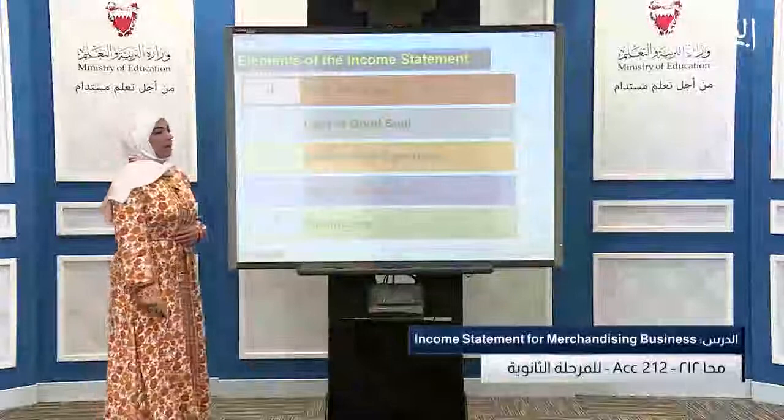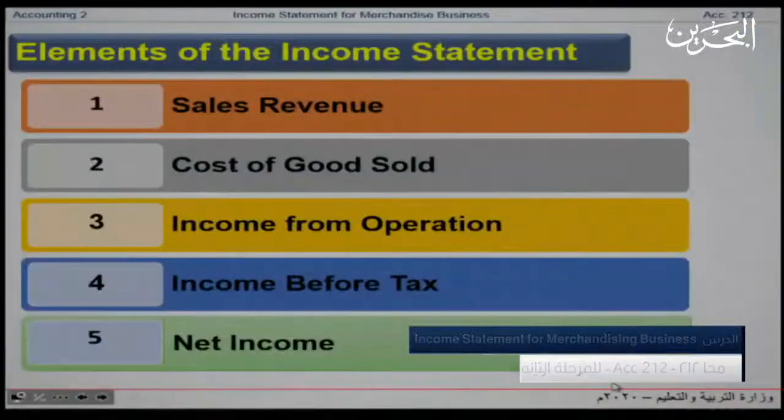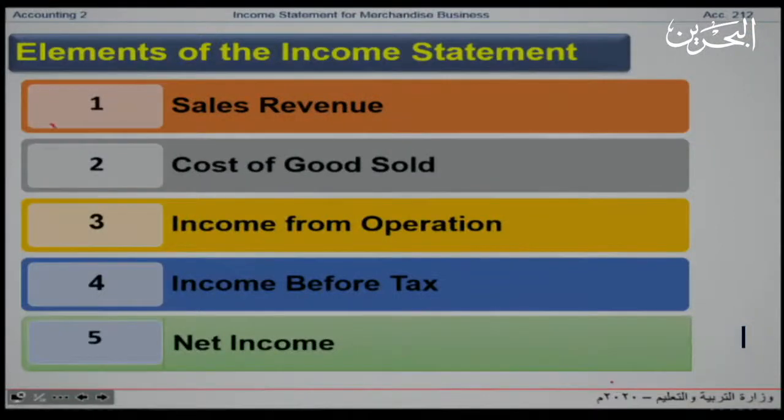Let us take a look at the elements of the income statement. It consists of 5 elements. The first one is the sales revenue. The second will be the cost of goods sold. The third will be the income from operation. And the fourth, income before tax. And finally, we'll end with the net income.